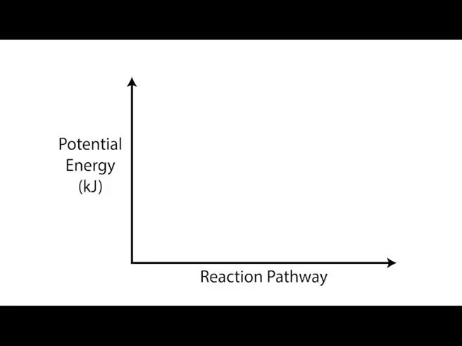In an exothermic reaction, the reactants start with high potential energy. As the reaction occurs, energy is released, therefore the products end with low potential energy. In an endothermic reaction, the reactants start with low potential energy. As the reaction takes place, energy is absorbed, therefore the products end with high potential energy.